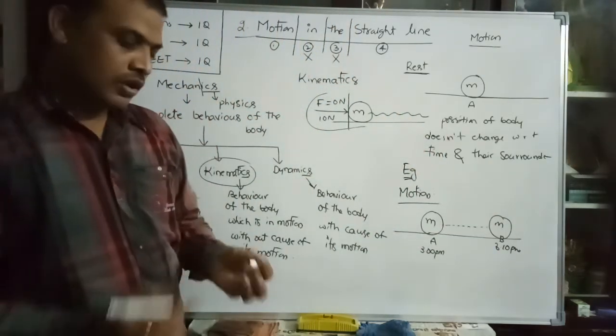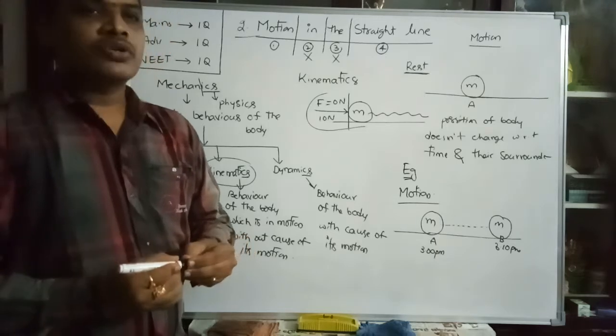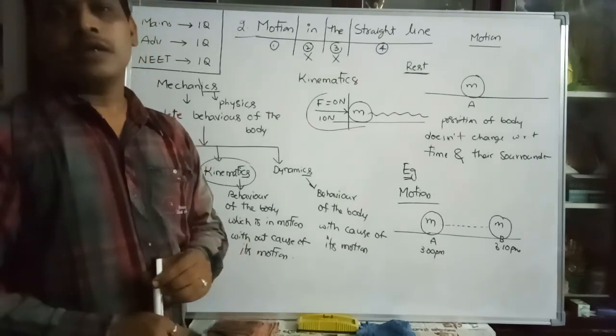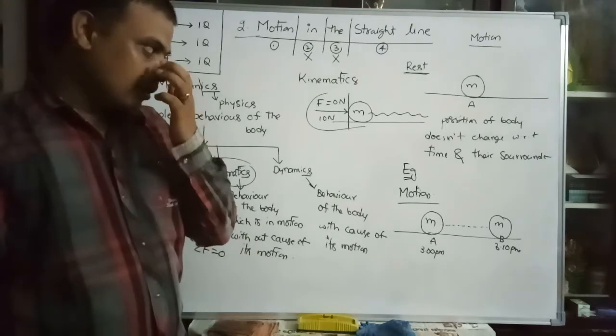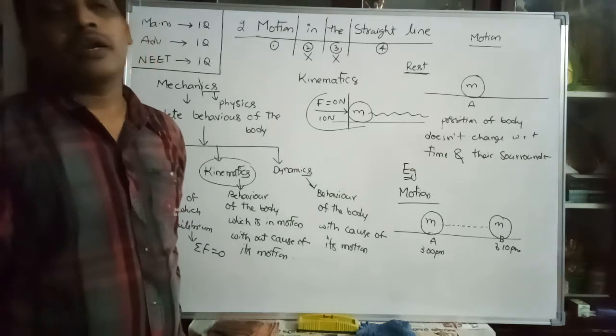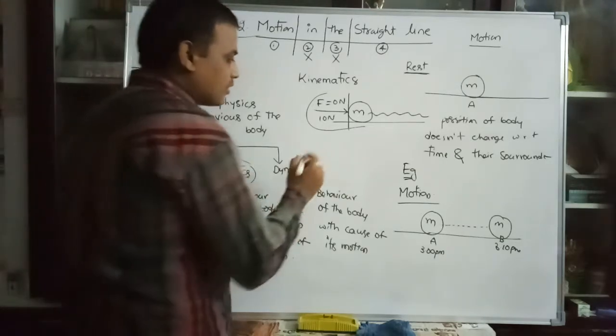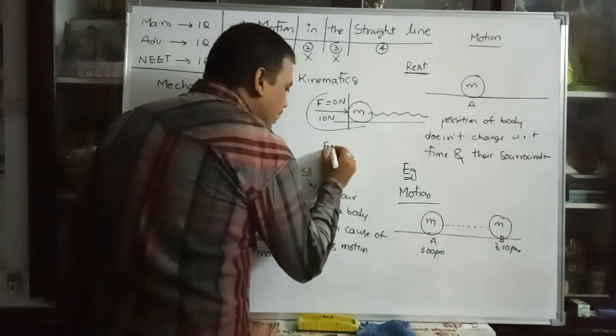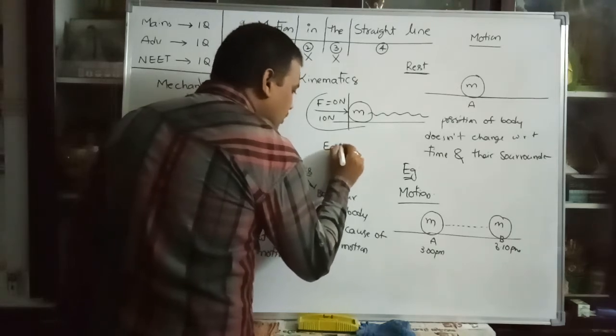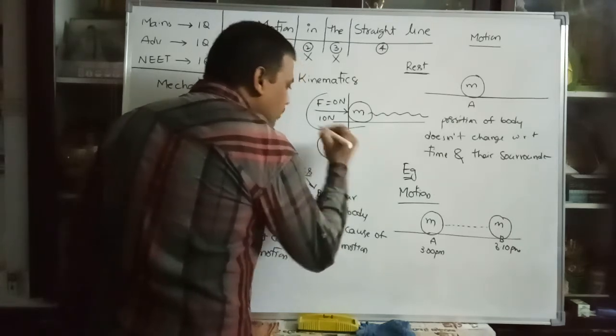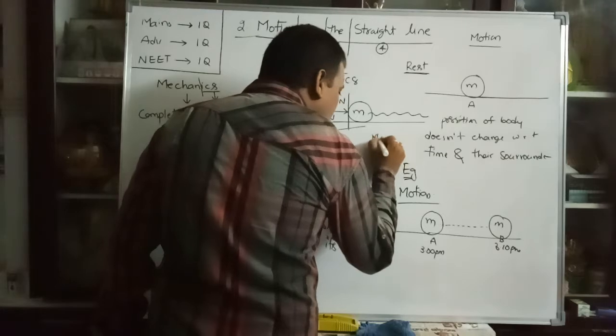The best example: every student is in motion with respect to time and surroundings. The best example you can take is planetary motion. According to planetary motion, I am considering two planets. One is the planet we are existing on, Earth. You can consider the other planet is the Moon.